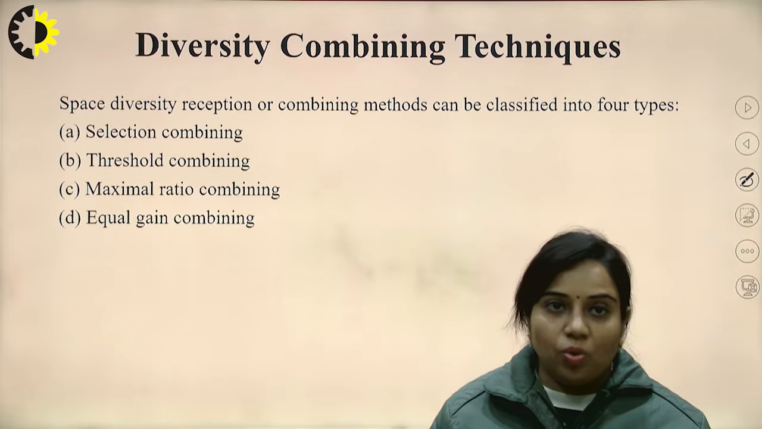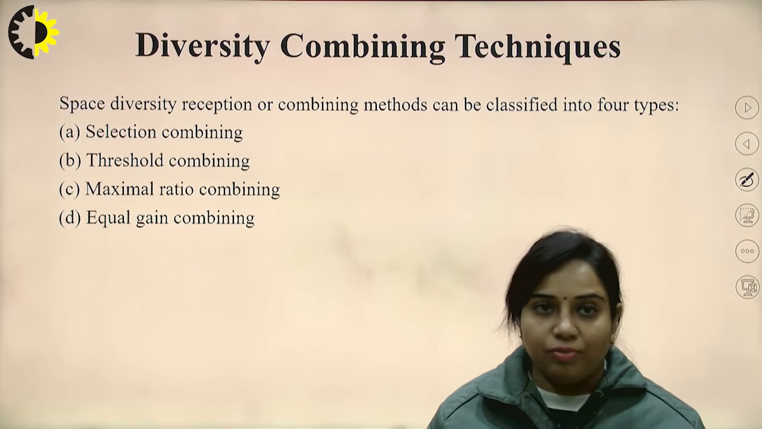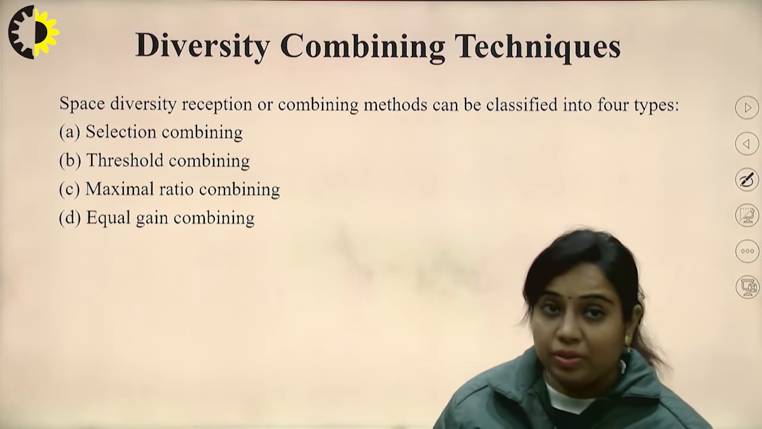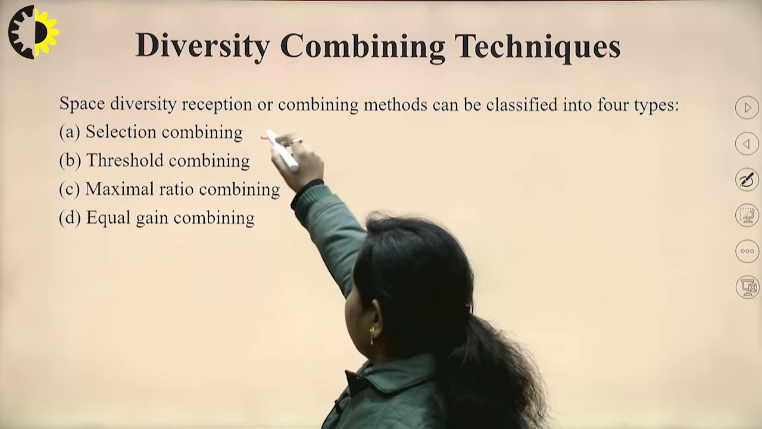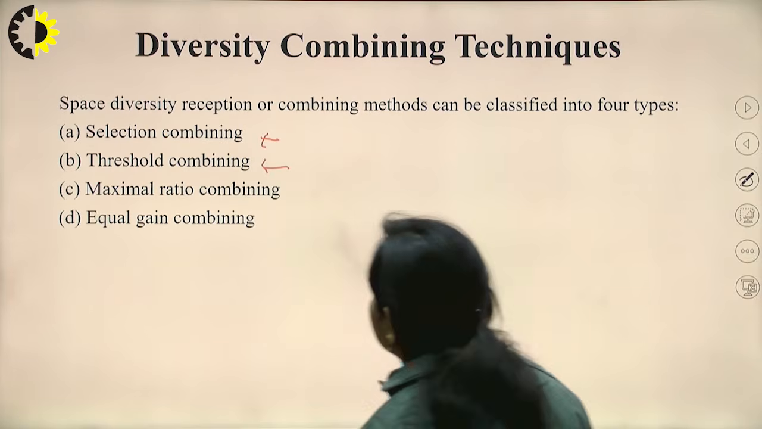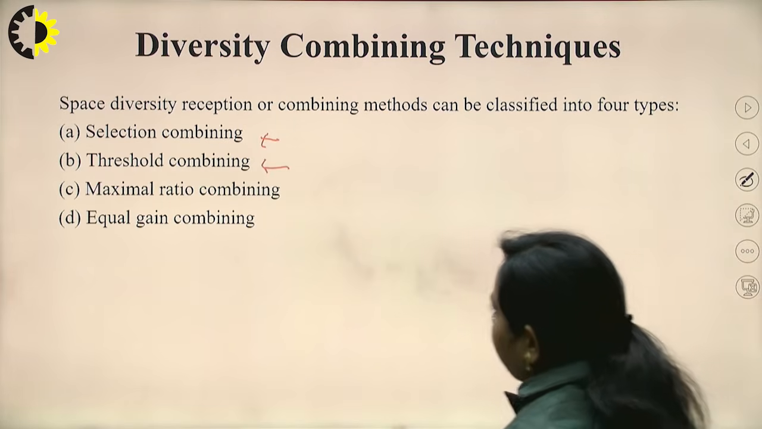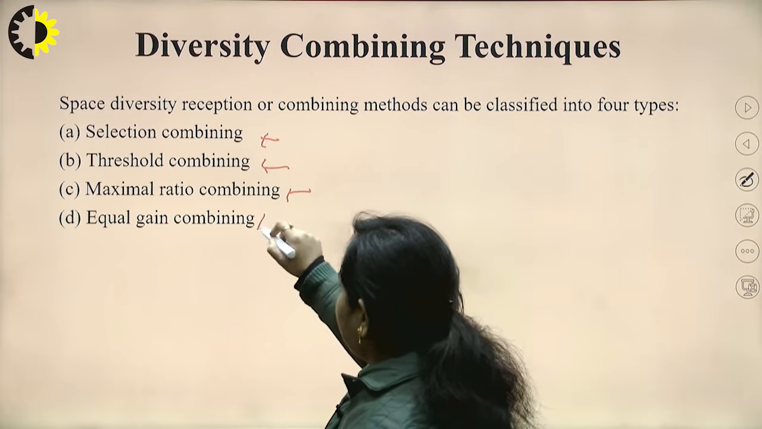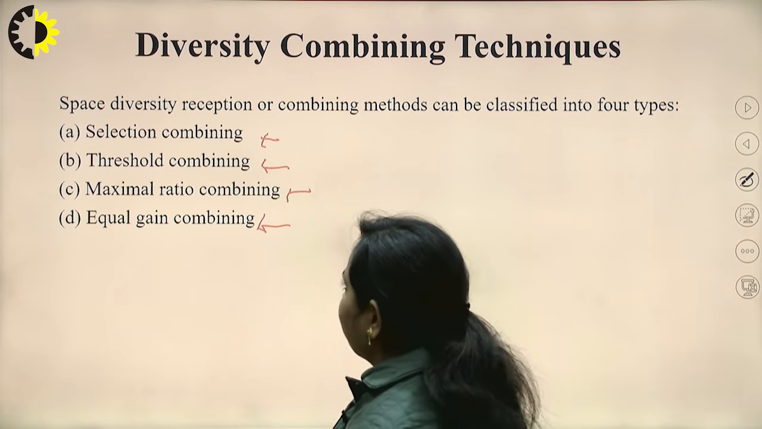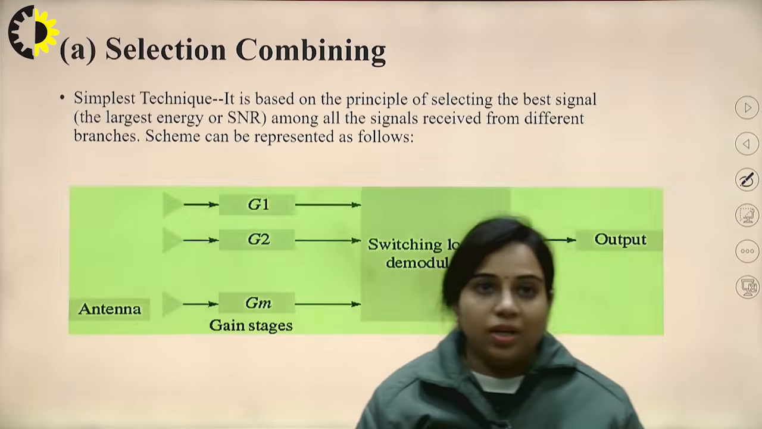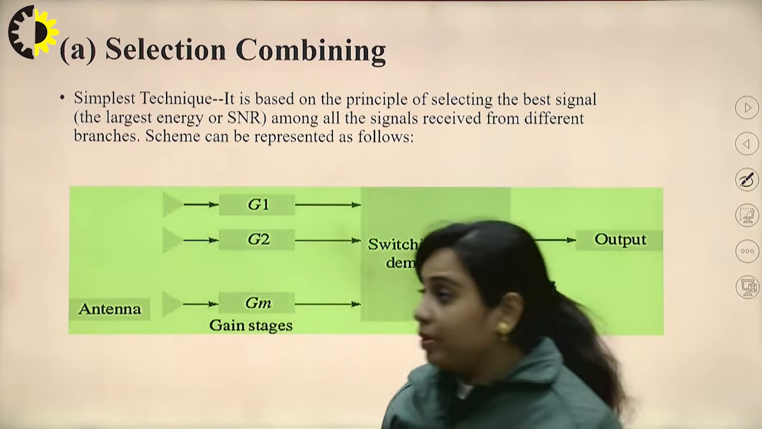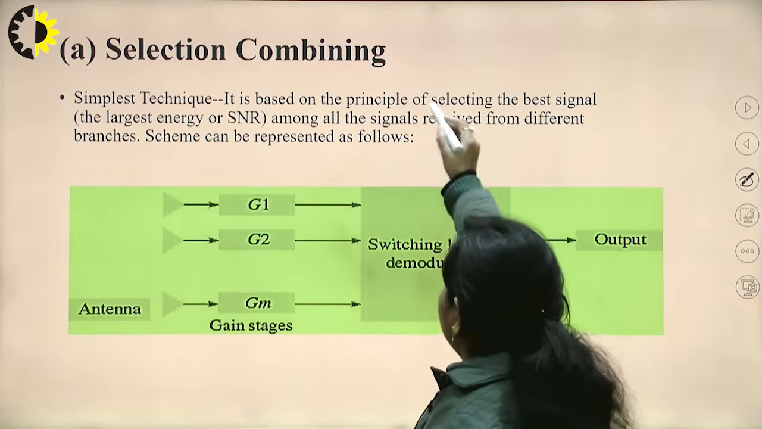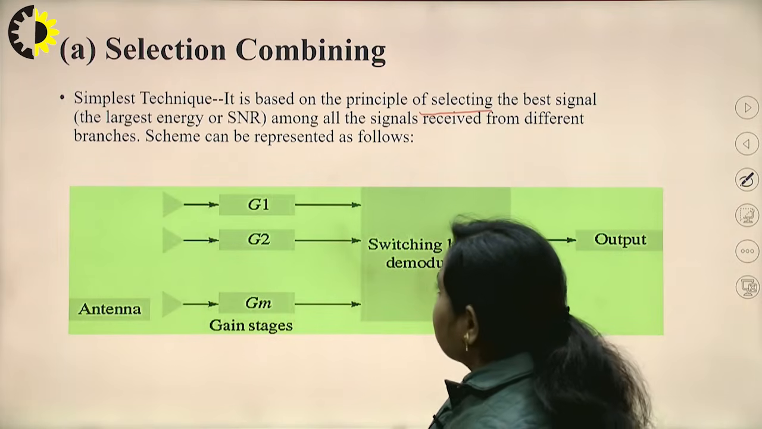Now in whole, we are considering 4 different types of space diversity reception or combining methods. The first one is the selection combining, next is threshold combining, then maximal ratio combining and equal gain combining. So 4 different types of space diversity are there. First one is the selection combining. It is the simplest technique. It is based on the principle of selecting the best signal, with the largest energy or signal to noise ratio.